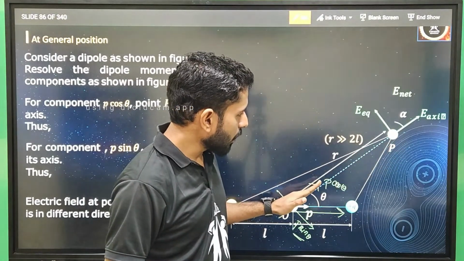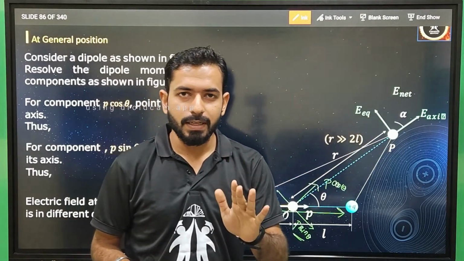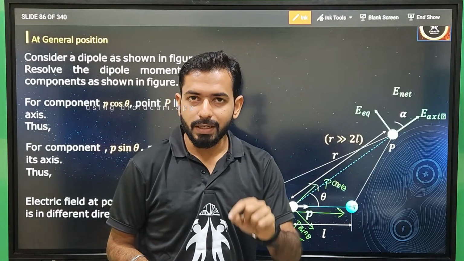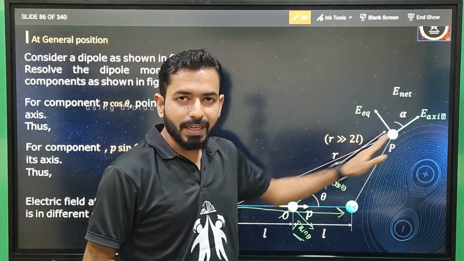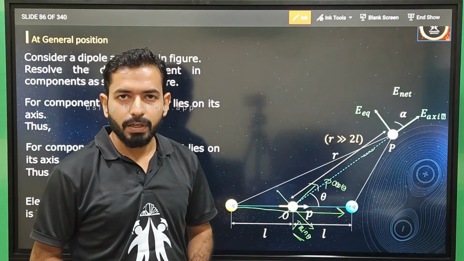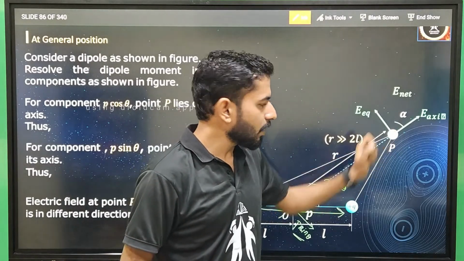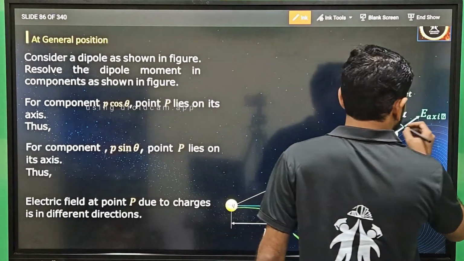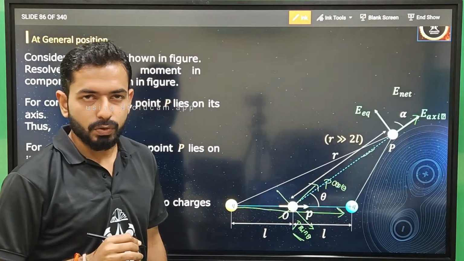Now, if I ask you at this point P, this is P cos theta. For this dipole, what kind of position is this point? Very important question I am asking. Please listen again and again so that it is clear in the derivation part. What kind of point are you understanding? Is it an axial point or an equatorial point? Exactly. It is an axial point because it is coming at the end of this dipole. Correct? So it is an axial point. That means the direction we know is the same as the direction of dipole, due to the axial position.